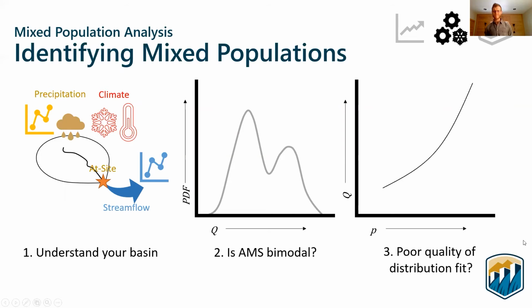And then finally, another way to tell if you have a mixed population is if your distribution fit looks kind of off. It's a little funky. Maybe it's positively skewed, and keeps increasing as you get to more rare flood events. That can be a suggestion that the data you're using isn't actually a sample representing a single population, but is representing multiple populations.